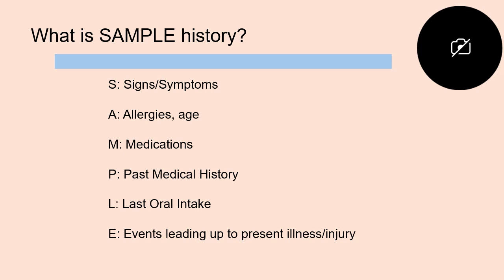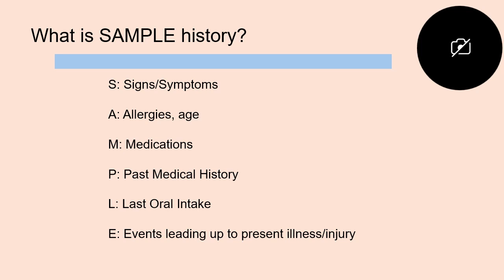The P stands for past medical history. So past illnesses, surgeries, hospitalizations, chronic conditions, or the family history that the patient has. And the L is the last oral intake, so anything the patient has consumed prior to your encounter with them. That includes foods, drinks, or any substances, honestly, too, if they have taken something and have made you aware that they have done so.